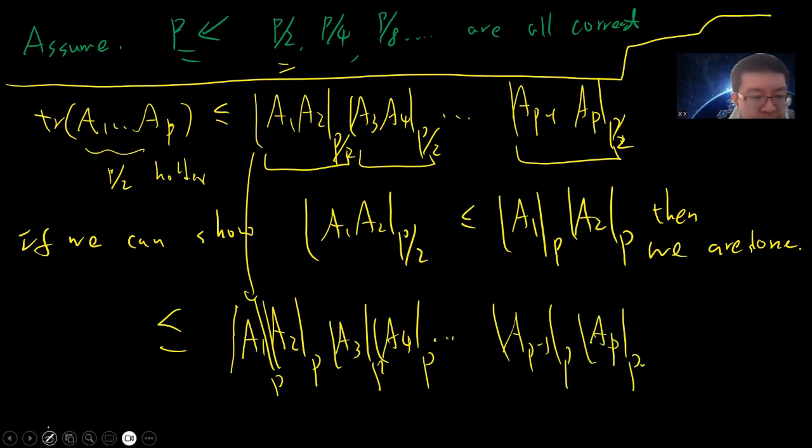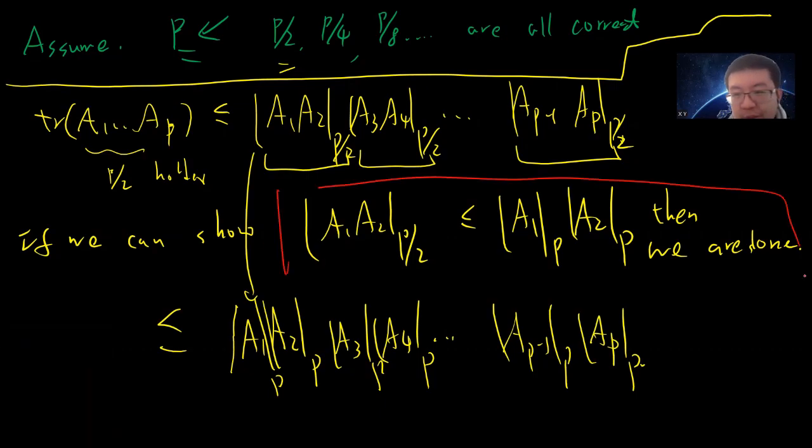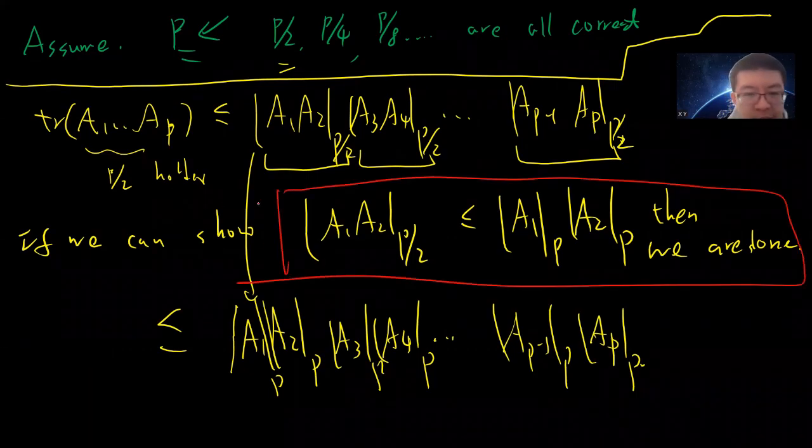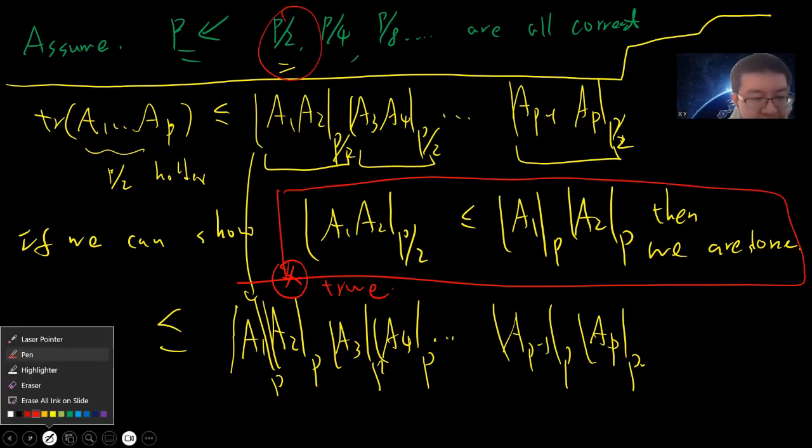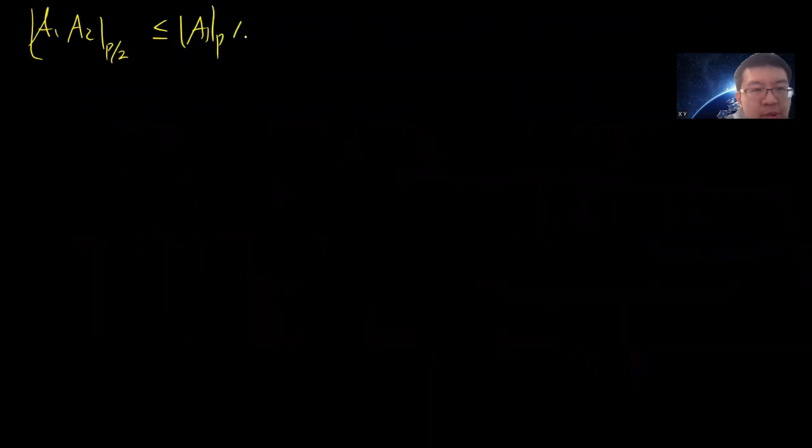So the remaining is to prove this is true. Why do I claim that this is true? Since we already assume the p divided by 2 Holder is true. So let's work out the details. This is hopefully the final page of the proof. Our goal is to show that A1 A2 in p divided by 2 is bounded by A1 in p times A2 in p. And we already assume that the p divided by 2 Holder is true.